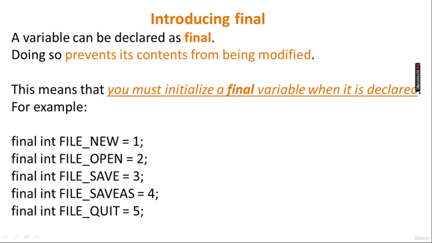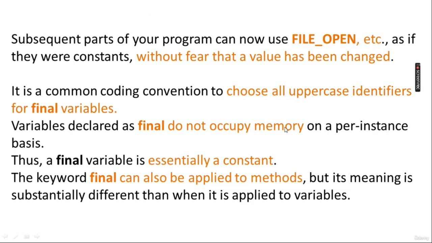For example, final int FILE_NEW = 1; final int FILE_OPEN = 2; final int FILE_SAVE = 3; final int FILE_SAVE_AS = 4; final int FILE_QUIT = 5. Subsequent parts of your program can use FILE_OPEN as if it were a constant, without fear that the value has been changed. They are constants. Why? Because their values are already defined and you cannot change those values.